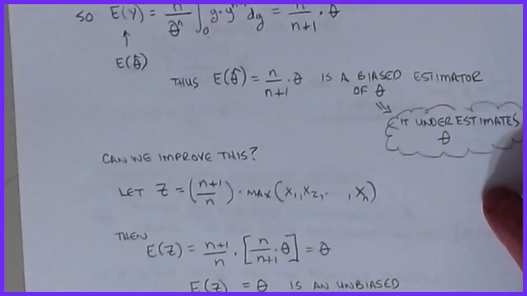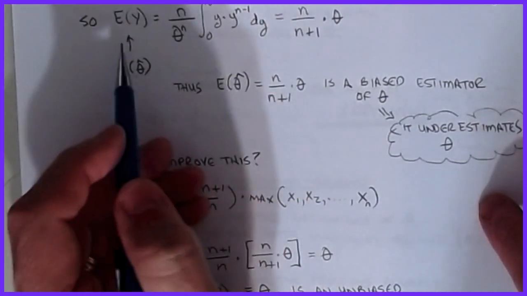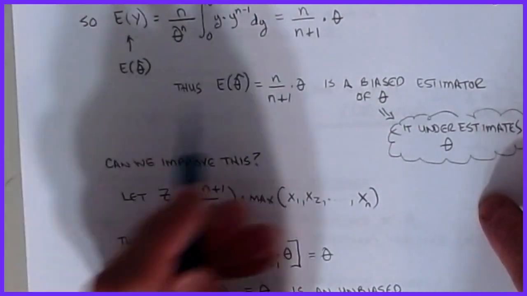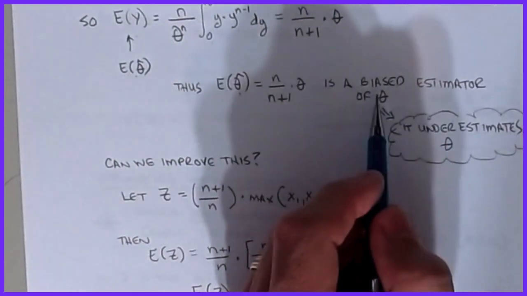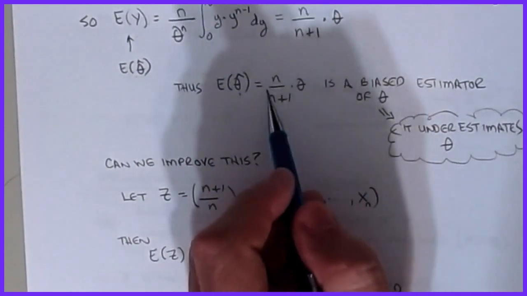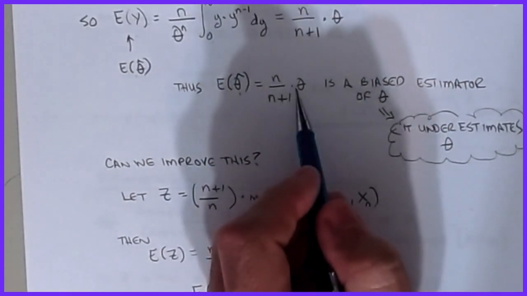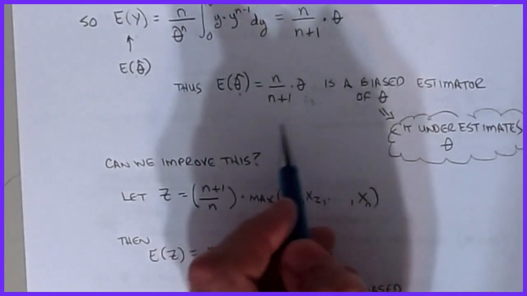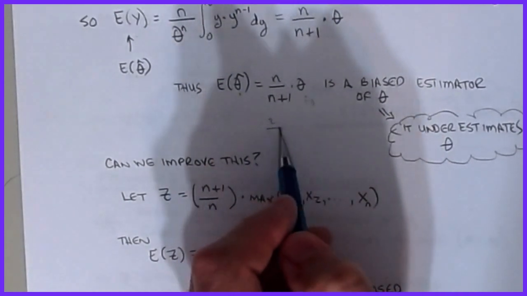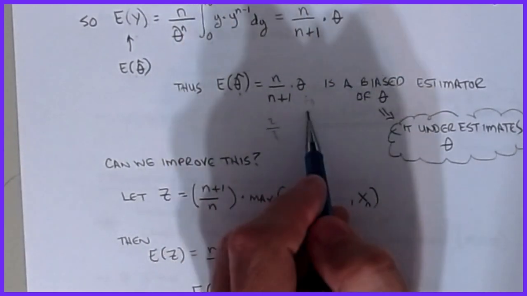So what we see is that the expected value of my estimator is equal to n over n plus 1 times theta. This is a biased estimator, because depending on the value I choose for n, it will underestimate the value of my theta. So let's just say I put a 2 in for n, and that's 2/3. My expected value of my estimator is 2/3 of the true value.